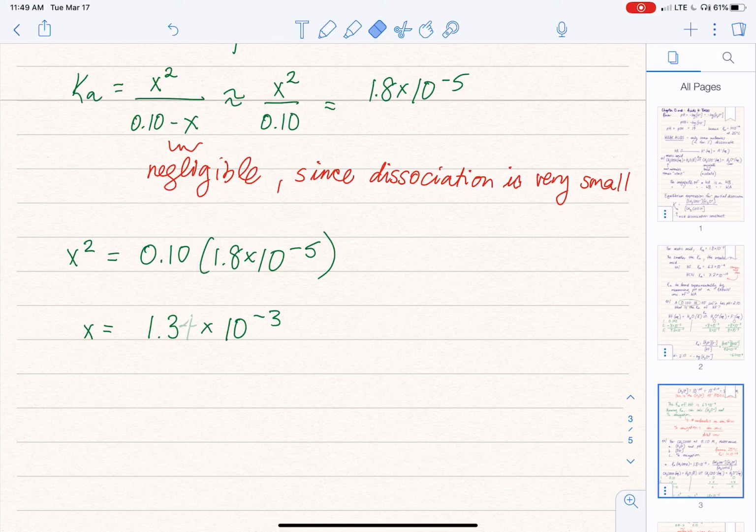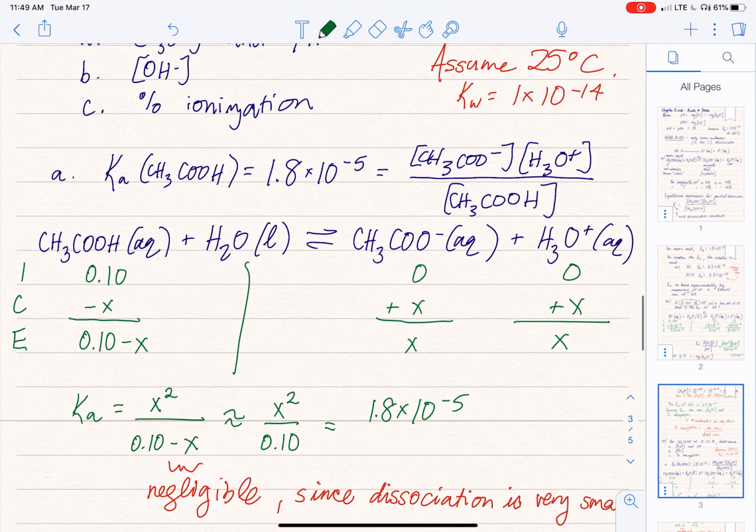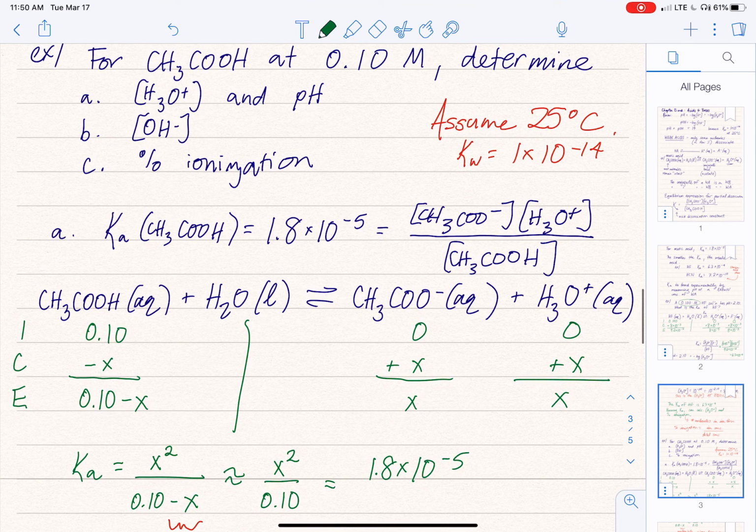I think I gave you too many digits there. Let's make fewer significant digits. So I'm just going to do 1.3 times 10 to the minus 3 to give you 2 sig figs. Now, let's go look at what the problem was asking us for again. We wanted to figure out what hydronium is and what the pH is.